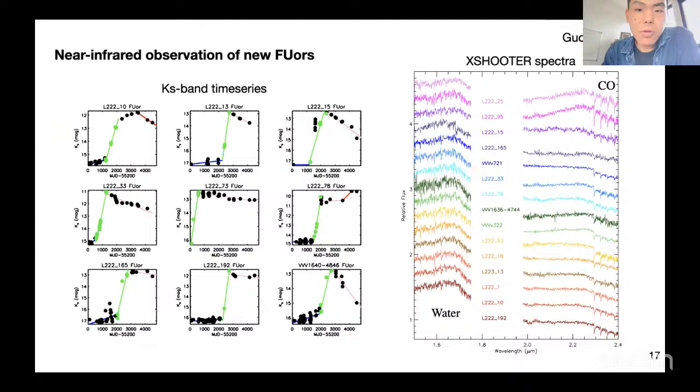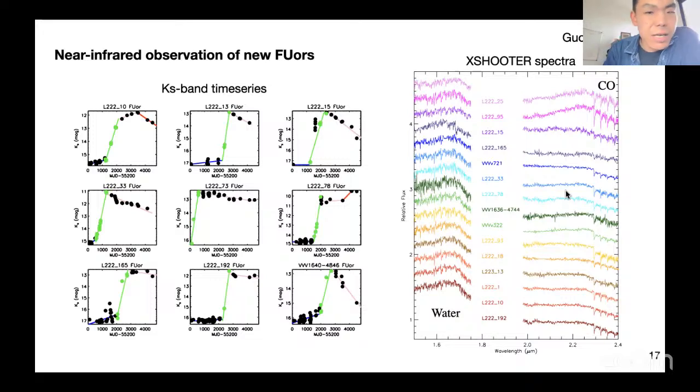Here I'm going to show you some of the spectroscopy data we took on those eruptive stars. On the right-hand side, you can see the X-shooter spectra we took from the VLT telescope. All of these spectra look very similar to each other. What we're looking at here is water absorption in the H band, which looks like a triangle shape. And then in the K band, longer than 2.2 micron, we have these deep CO absorption features telling us we're looking at a disk instead of a star.